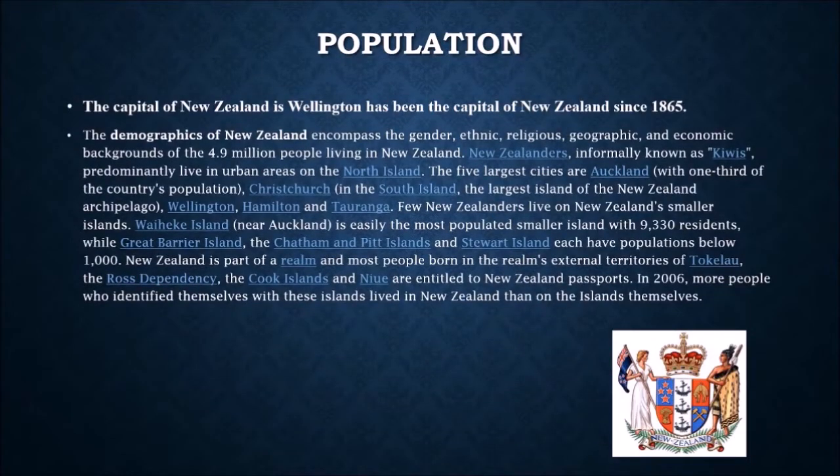Population. The capital of New Zealand is Wellington, which has been the capital since 1865. The demographics of New Zealand encompass the gender, ethnic, religious, geographic, and economic backgrounds of the 4.9 million people living in New Zealand. New Zealanders, informally known as Kiwis, predominantly live in urban areas on the North Island.